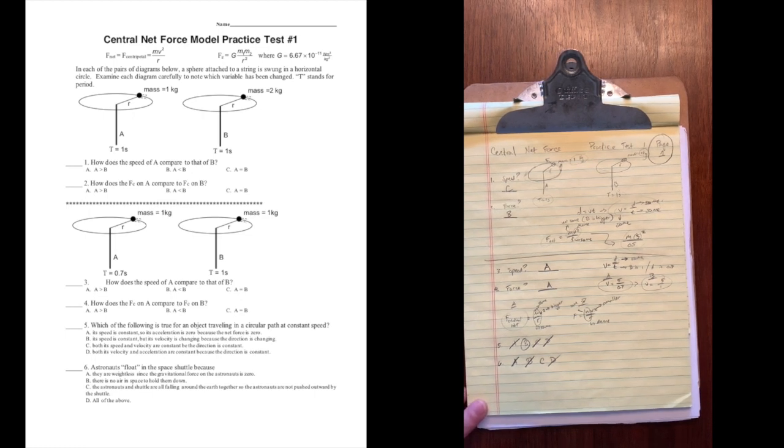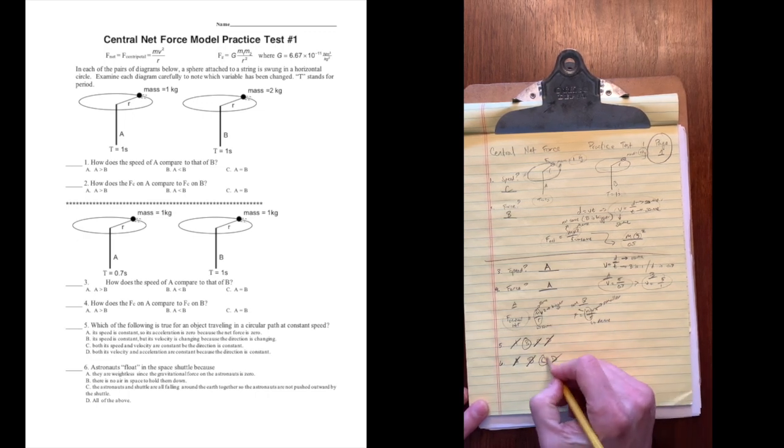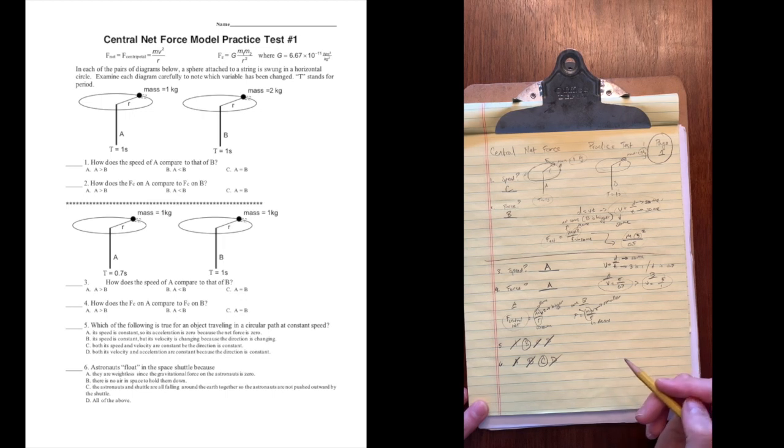So C, the astronauts in the shuttle are all falling around the Earth together, so the astronauts are not pushed outward by the shuttle. That's the case that is true. The astronauts are being pulled down, but they're going so fast that the gravity doesn't actually pull them down. It just changes their direction.